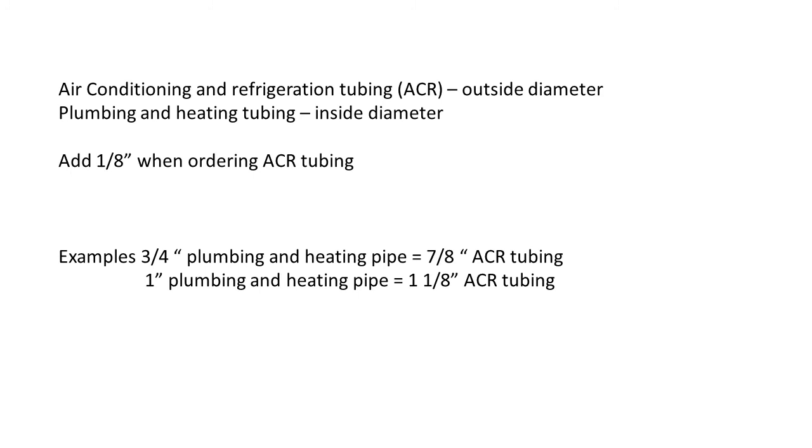Copper tubing, which is also referred to as pipe by some people, for the plumbing, heating, and air conditioning industries is available in a wide range of diameters and wall thicknesses. Hard drawn, which is non-bendable, comes in lengths, and soft drawn, which is bendable, comes in rolls. Copper tube for air conditioning and refrigeration, referred to as ACR, is measured by outside diameter. Copper tubing for plumbing and heating applications is measured by inside diameter.